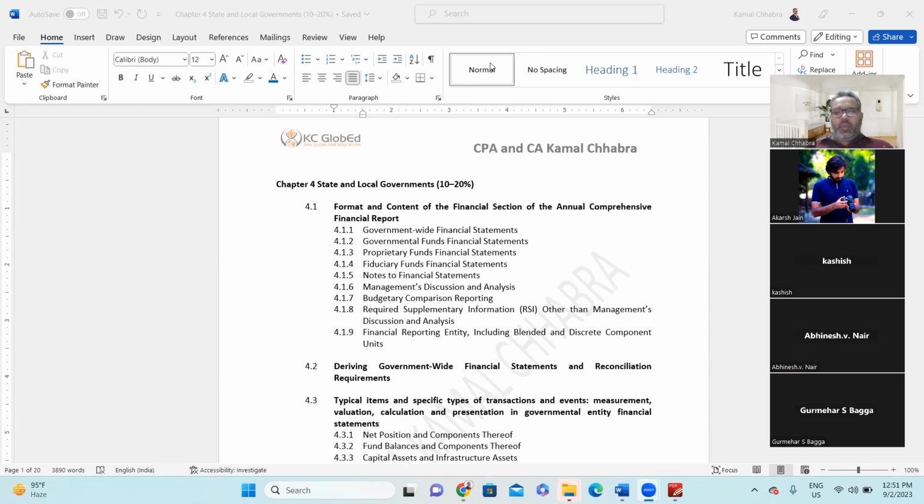Now coming to 4.1. The first one is the format and content of the financial section of the annual comprehensive financial report. In short form, we call it ACFR as well: Annual Comprehensive Financial Report. This ACFR is generally of the governmental financial statements. And in the governmental financial statements, you will see two things. One is the government-wide financial statements, and second is the governmental fund financial statements.